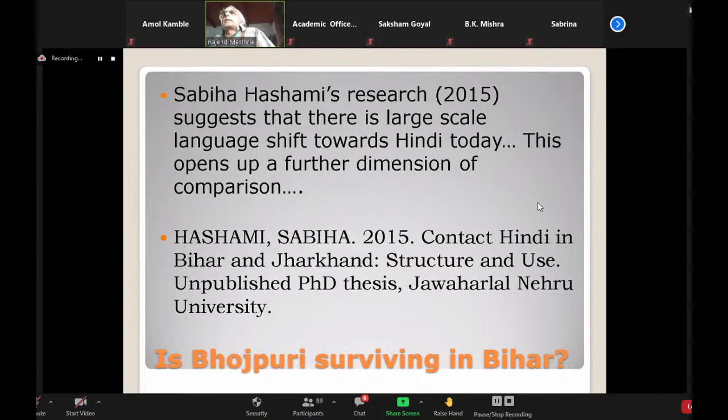Sabiha Hashami's thesis, PhD 2015, on Bhojpuri in Bihar shows that increasingly young and even not so young people are shifting towards Hindi. Now, that's fine. For me, Bhojpuri and Hindi are not radically different, but it is a kind of Bhojpuri Hindi or a Bihari Hindi, or what Sabiha calls a contact Hindi, that is being used in Bihar today. All right. So if there's shift going on in India, what hope is there for the sugar colonies? Here's a reference to her PhD.